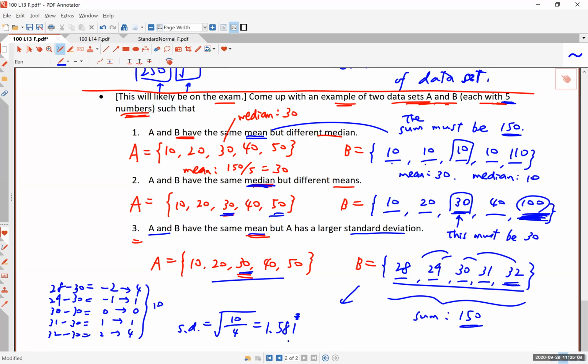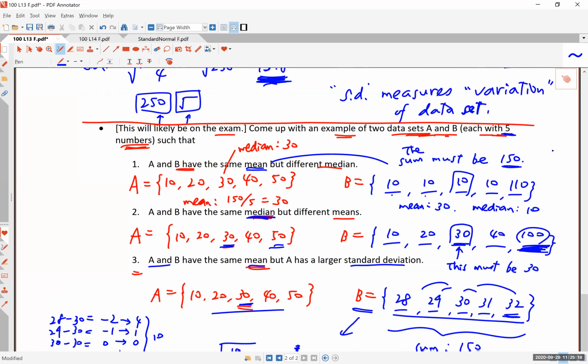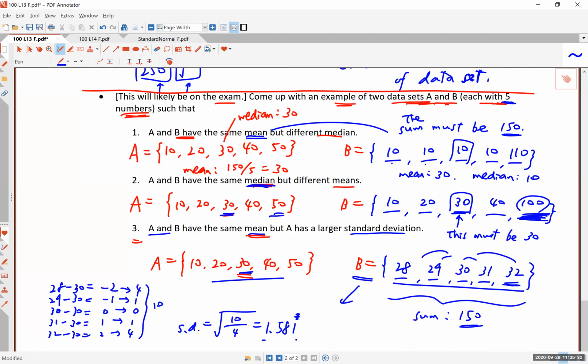And by the way, the standard deviation for this set B is 1.581, which is much smaller, of course, than the standard deviation we calculated for A, which was 15.8. And this, again, indicates approximately how closely these numbers are spread out from the mean of 30. So that should make sense. Okay, so that is our lesson.